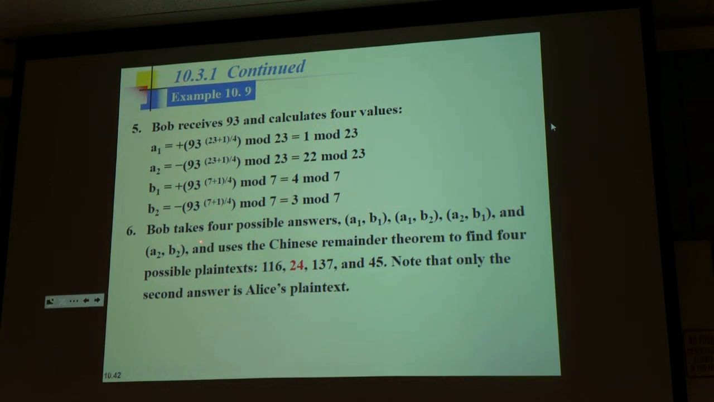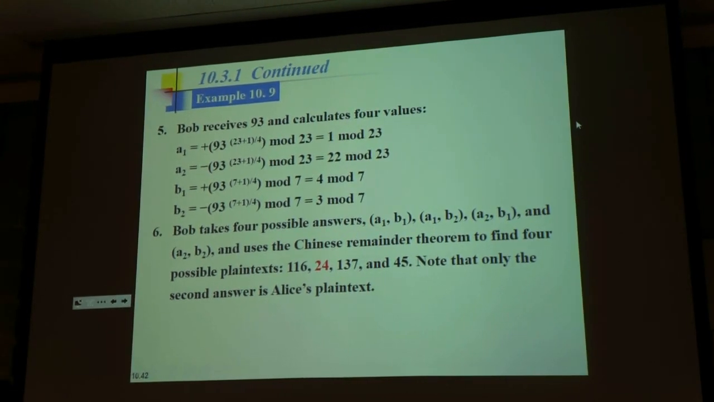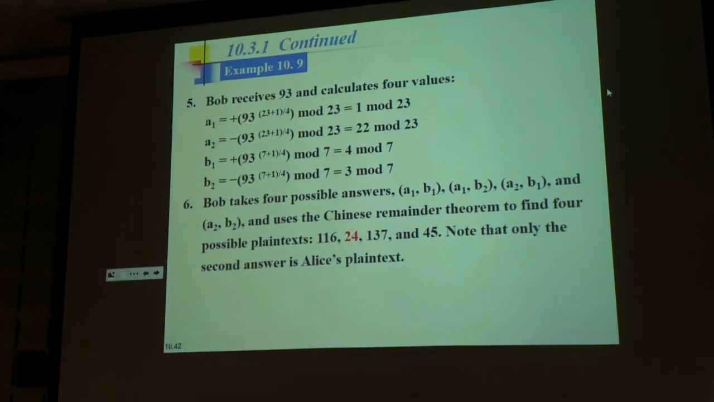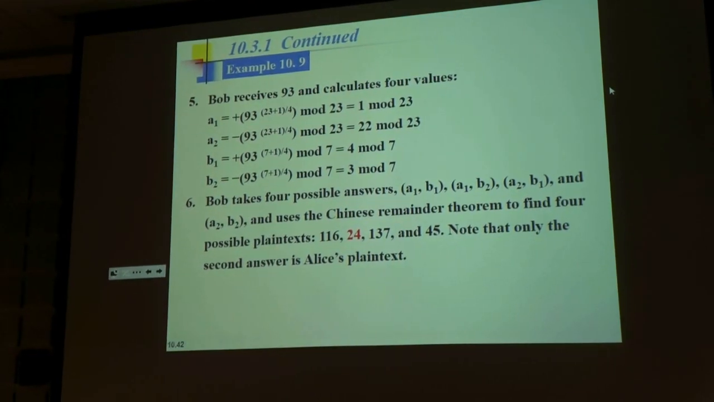So Bob takes four possible answers, (a1, b1), (a1, b2), (a2, b1), and (a2, b2), and uses the Chinese remainder theorem to find four possible plaintexts. What are the four solutions for these equations? Go to chapter 9 if you forgot the Chinese remainder theorem. 116, 24, 137, 45. These are four solutions. One of them is the correct answer. Which one? 24, in red. Note that only the second answer is Alice's plaintext.